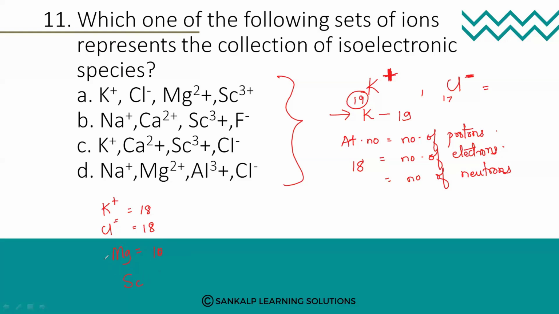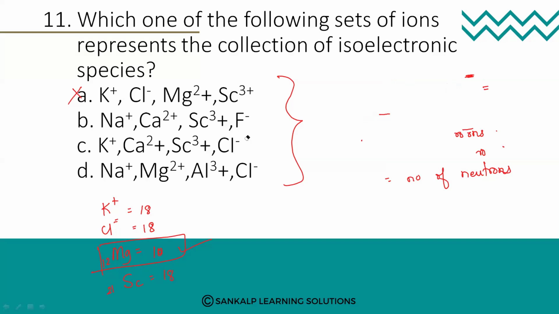Scandium is 21. So scandium plus 3 means it will be 18. So your magnesium is 10, so it is not having the same number of electrons. So the first option is wrong. In the same way, let us find it for the next series.